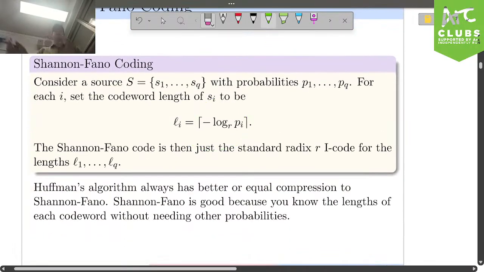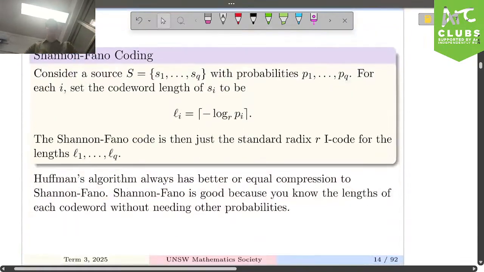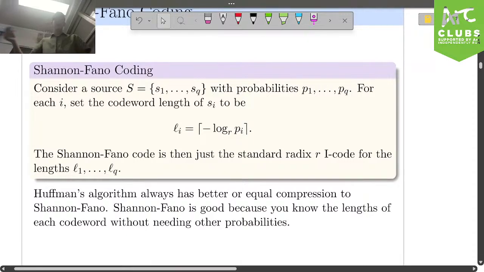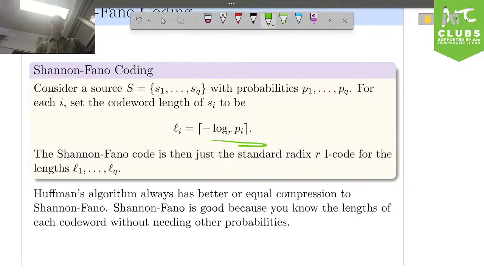We can't really round down because, again, we can't go better than this. So we say we're content with rounding up, and that's what we call the Shannon-Fano coding method. So again, we have our source and probabilities. What we say is we're going to use the length to be the ceiling, the rounding up of this expression.